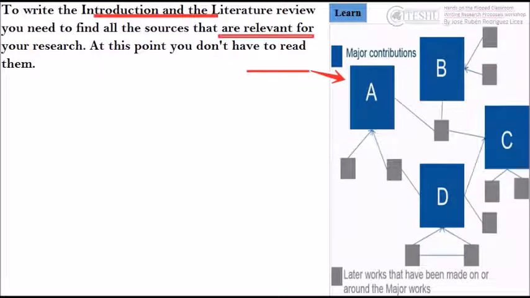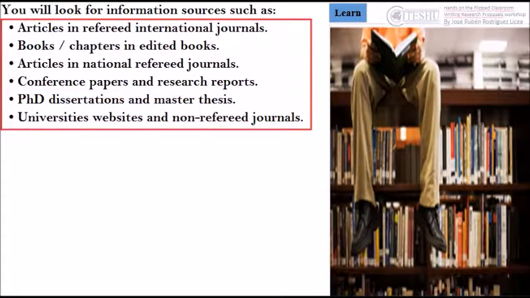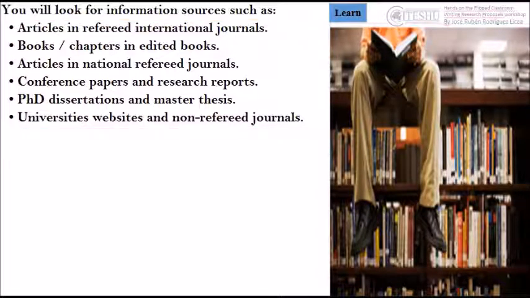To write the introduction and the literature review, you need to find all the sources that are relevant for your research. At this point, you don't have to read them. You will look for information sources such as articles in refereed international journals, books, chapters in edited books, articles in national refereed journals, conference papers and research reports, PhD dissertations and master thesis, universities' websites and non-refereed journals.